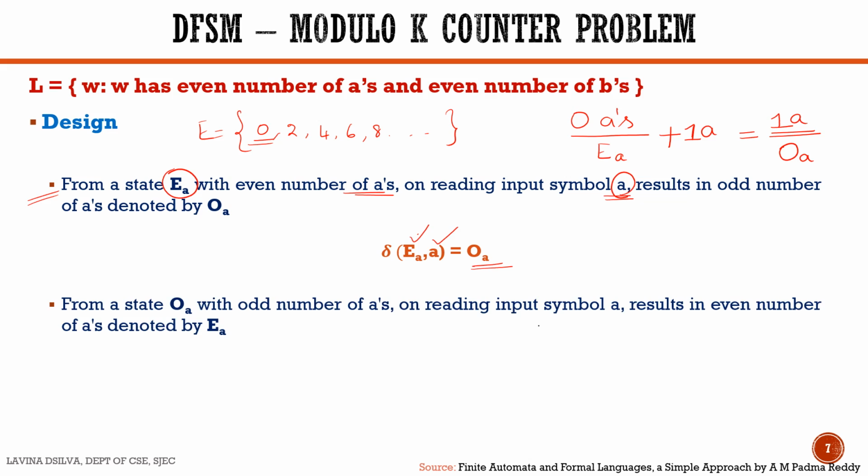Similarly, on an odd number of A's, consider we already have 1A read, we give another input A. What will it result in? It will result in 2A. 1A plus 1A is equal to 2A. Now 2A belongs to the even A series. So we have odd A, and 1A to an odd number of A's resulting in even A. Therefore, an odd A state on receiving input A will go to an even number of A state.